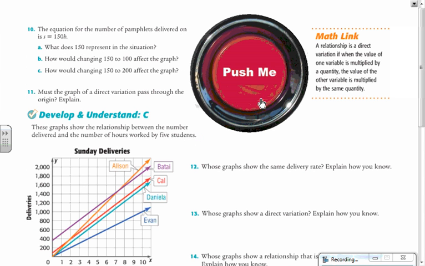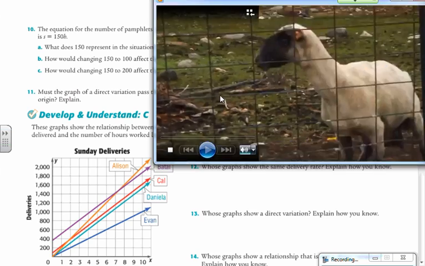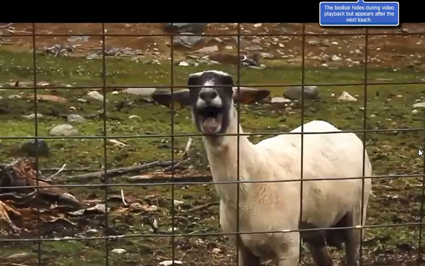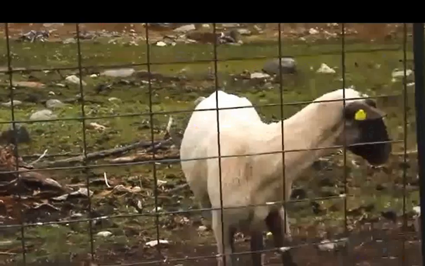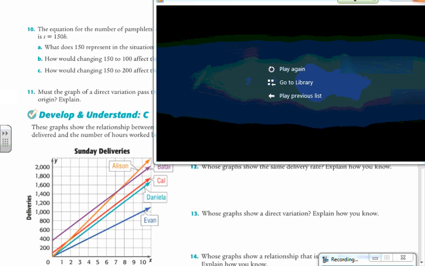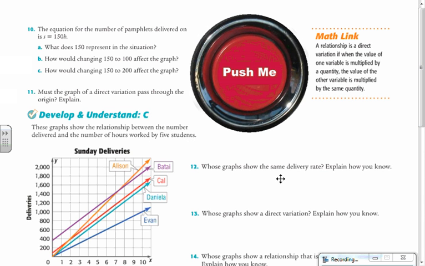Oh, I didn't see that button before. I wonder what that is. Whoa. Wasn't expecting that. All right. Oh, let's get out of that.